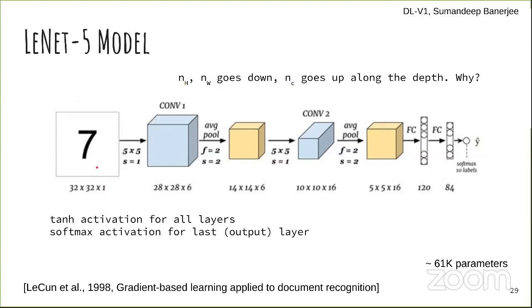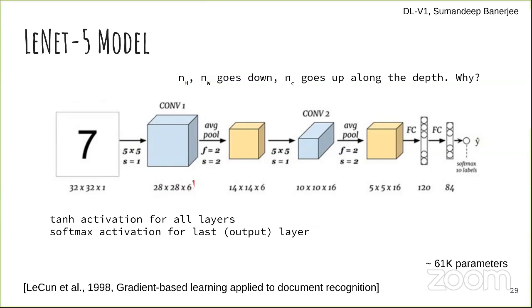where there is a letter on a plain sheet of paper, right? A number. So it started with a 32 cross 32 cross 1, and then the first layer was a 5 cross 5 convolution.